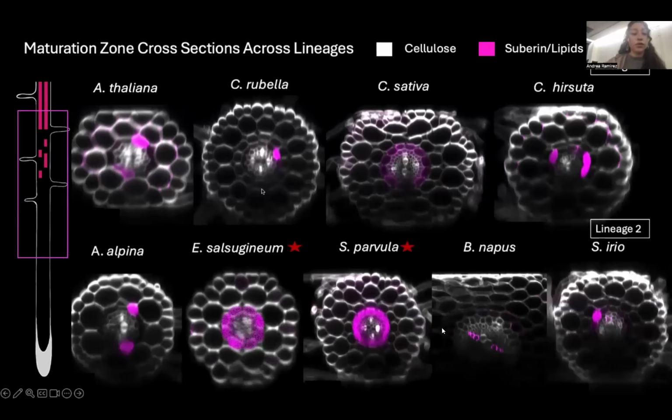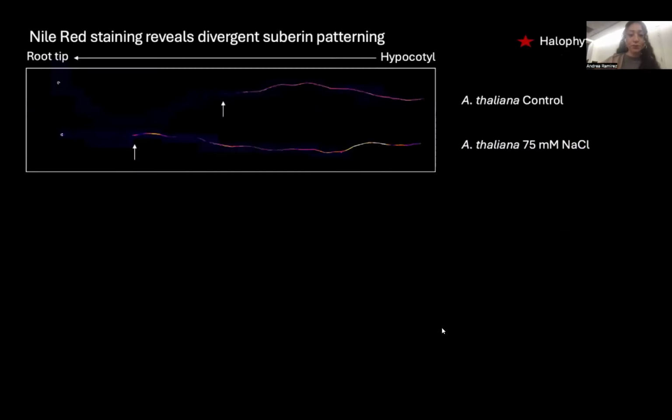When I looked across multiple members of the Brassicaceae family, I started to see variations in suberin patterning. So you can see here that some species seem to have more patchiness, versus some species that seem to have more continuous suberization. However, these cross-sections only give you a snapshot of a specific developmental zone. So I moved on to whole root imaging to better determine variations in suberin patterning.